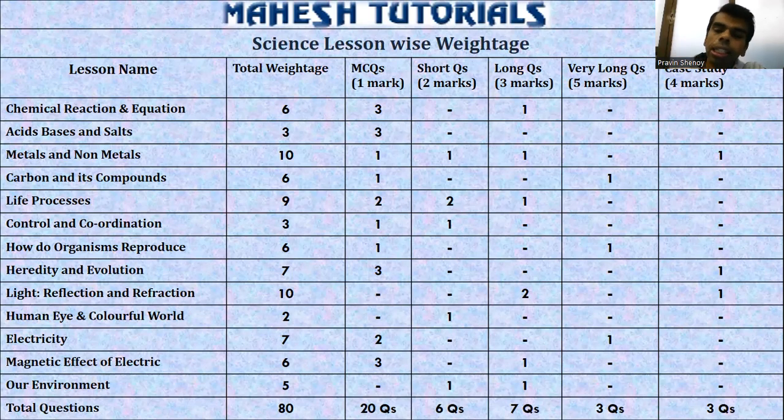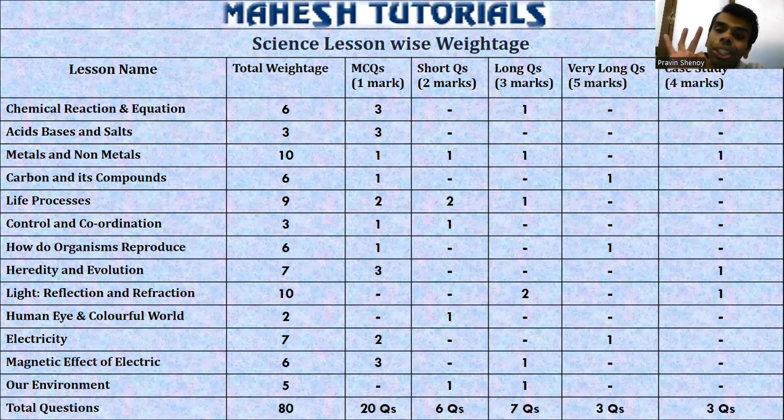You will be having 7 3-mark questions. These 7 3-mark questions will be one from chemical reactions and equations, one from metals and non-metals, one from life processes, two from light reflection and refraction, one from magnetic effect of electric current, and one from our environment.